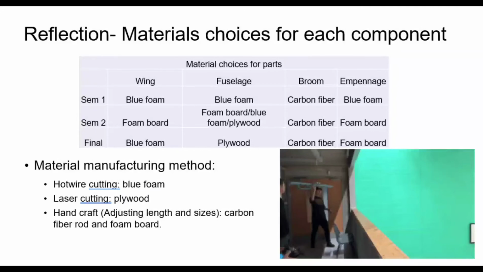For the fuselage, we chose to use plywood because it can provide a stiffer structure and is not easy to crack when landing. And for the tail structure, foam board is chosen this time. The foam board is lighter and can be easily replaced.